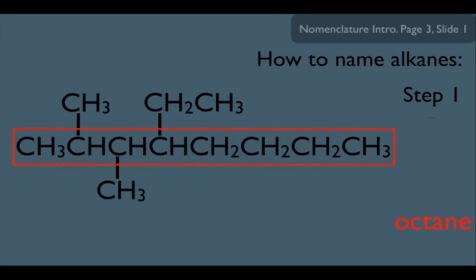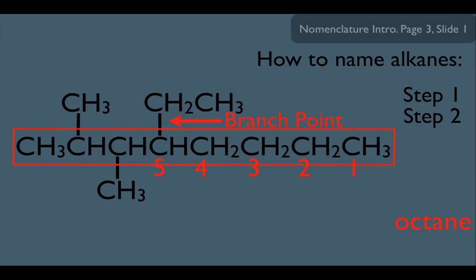Now we're ready for step 2. In step 2, we have to correctly assign numbers to the carbons in the longest chain, in the box. For instance, let's say we started numbering from right to left. This would be carbon 1, 2, 3, 4, 5. But let's pause right here for a second. Notice on carbon 5 we have a branch point, which means numbering from right to left would give us our first branch point at carbon 5.